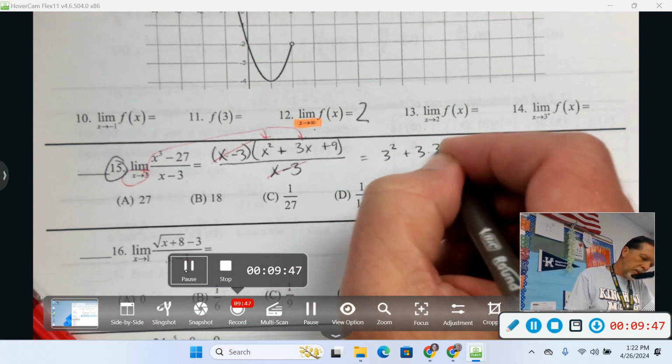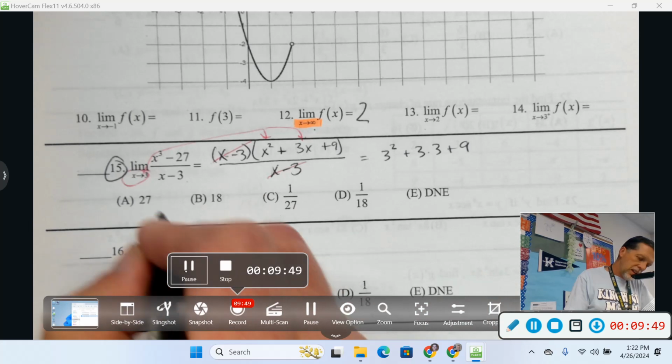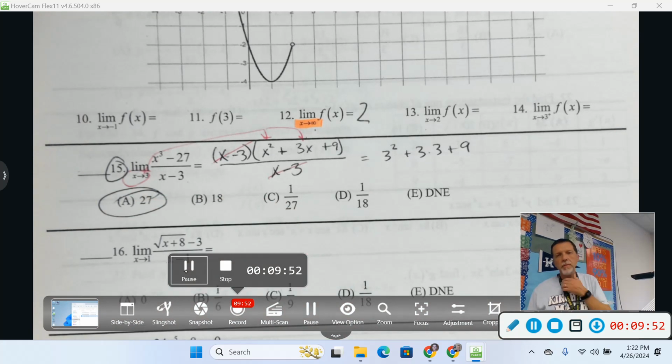3 squared plus 3 times 3 plus 9. I believe that would be 27. There's another way to work that, but we'll come back to that in a moment.